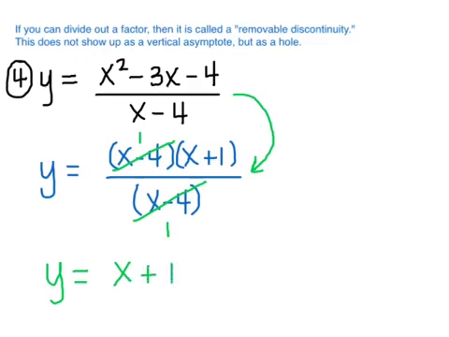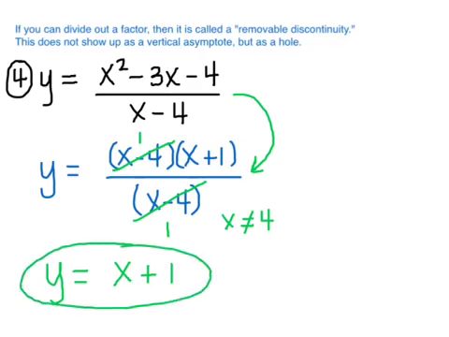Now that is an equivalent expression to the original expression as long as we know that x cannot equal whatever would make the denominator 0, which in this case would be a 4. A 4 would be the x value that would cause the denominator to equal 0. So these graphs will look almost exactly alike. It will look like this as long as you leave a hole where x is 4. So let's look at what that looks like.